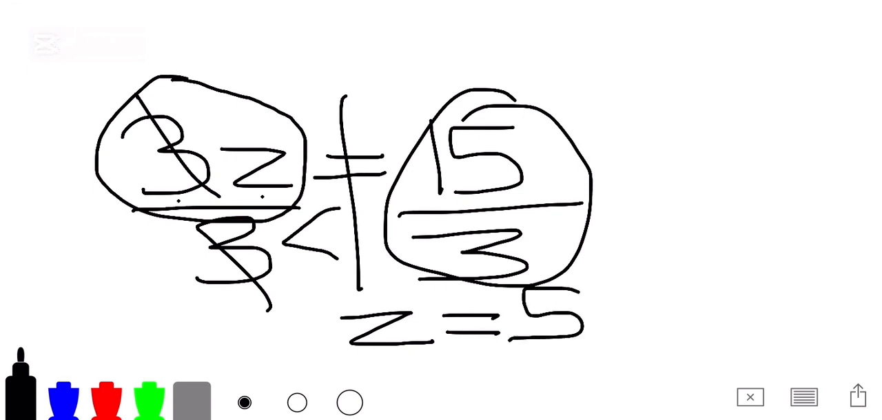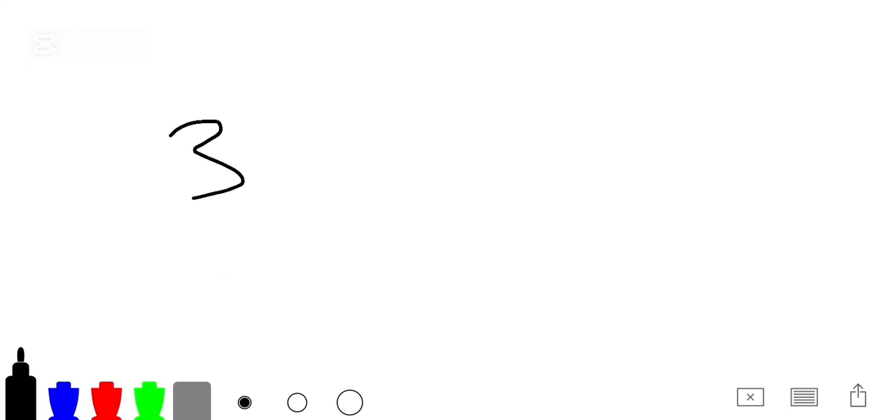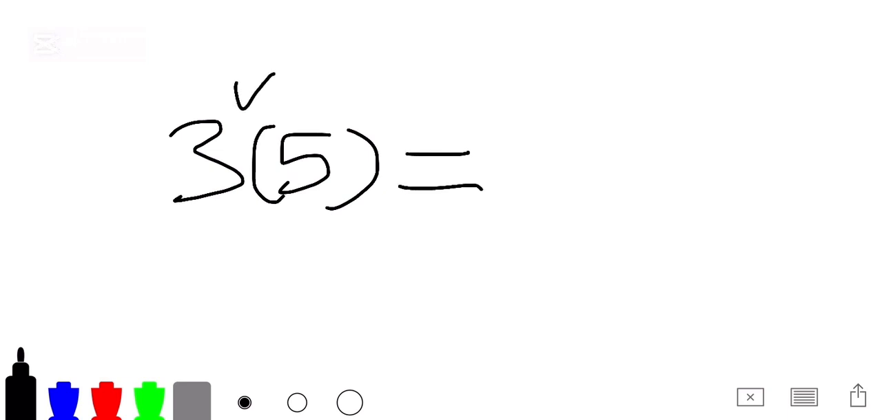And we can always plug that in. So for example, 3 times 5, as you can see, this is just a multiplication. This is a way to express multiplication. And 3 times 5 does equal 15, so we did that right.